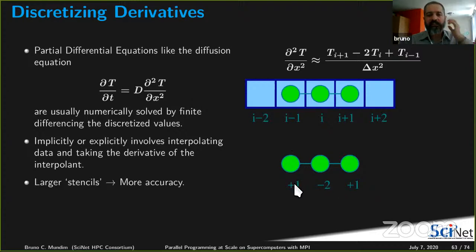And basically we just write these circles connected to these rods and then add the weights of each of those circles. That is just basically representing how much each of those neighbors are contributing to the computation of the derivative at the central point.